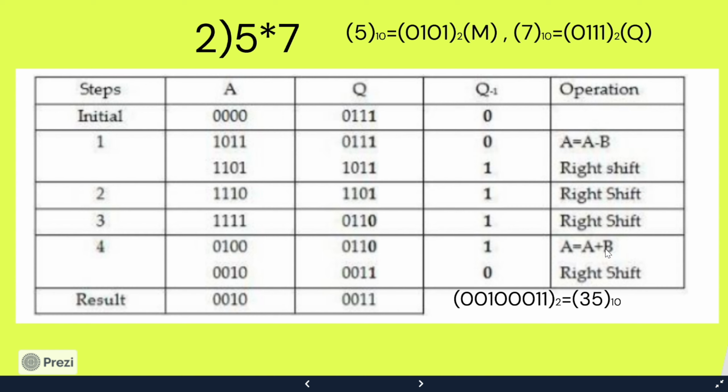After performing the operation A equal to A plus M, we will get the value of A equal to 0100, value of Q equal to 0110, value of Q minus 1 equal to 1. After that, we will perform the right shift operation. The value of A becomes 0010, value of Q becomes 0011 and value of Q minus 1 becomes 0. The final result we will get is 00100011. After converting 00100011 binary to the decimal form, we will get the value as 35, which is the final answer after multiplying 5 into 7.